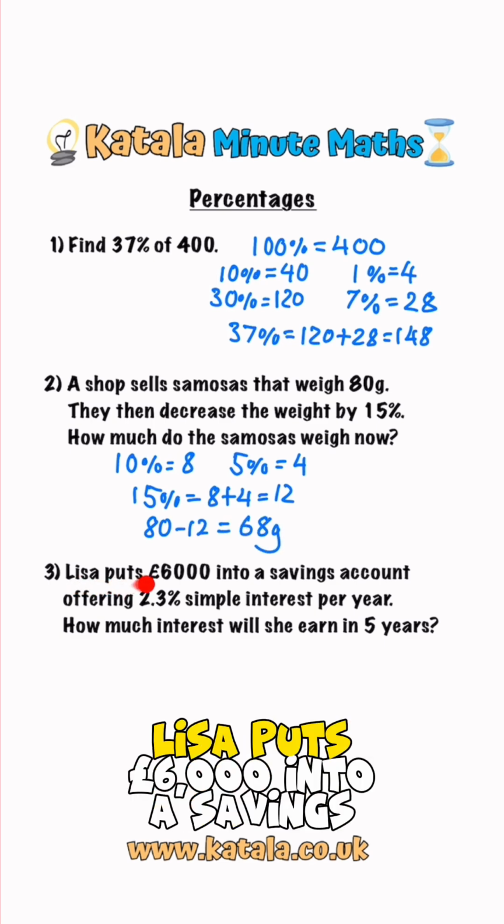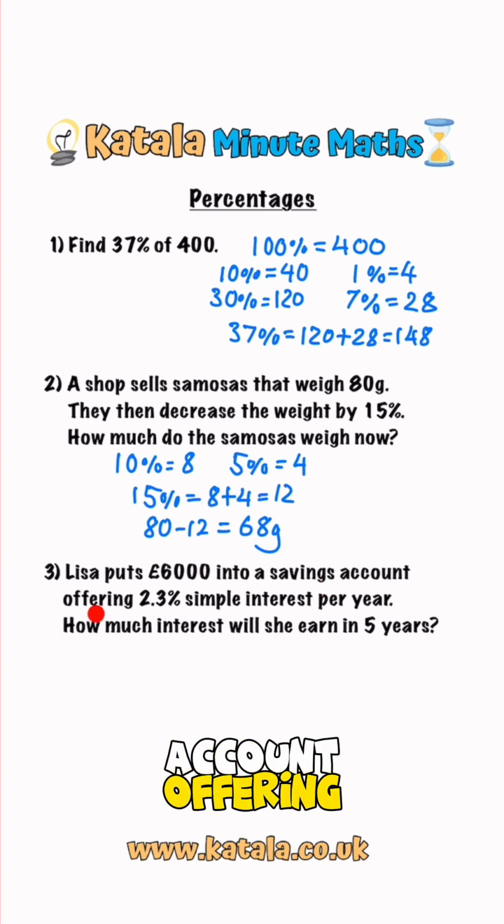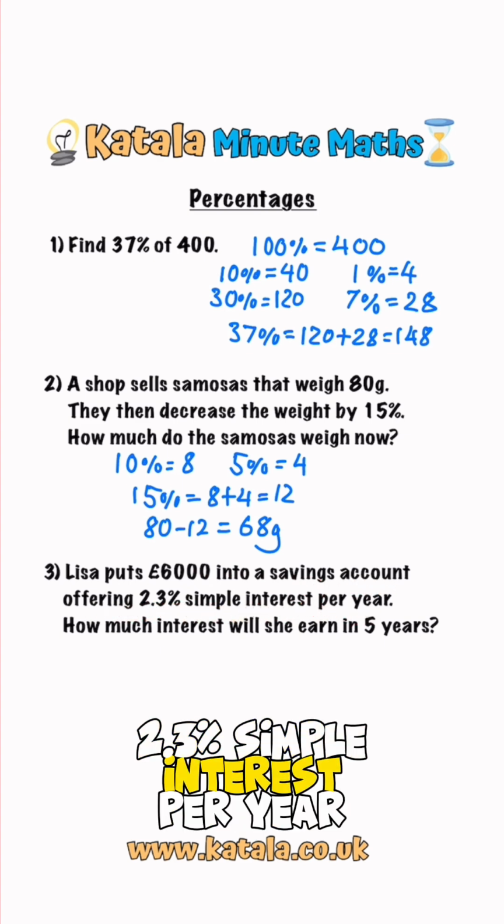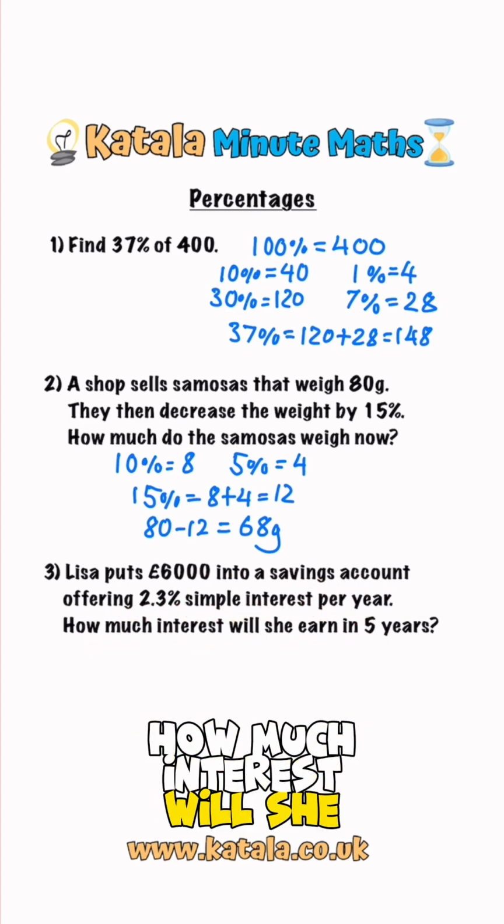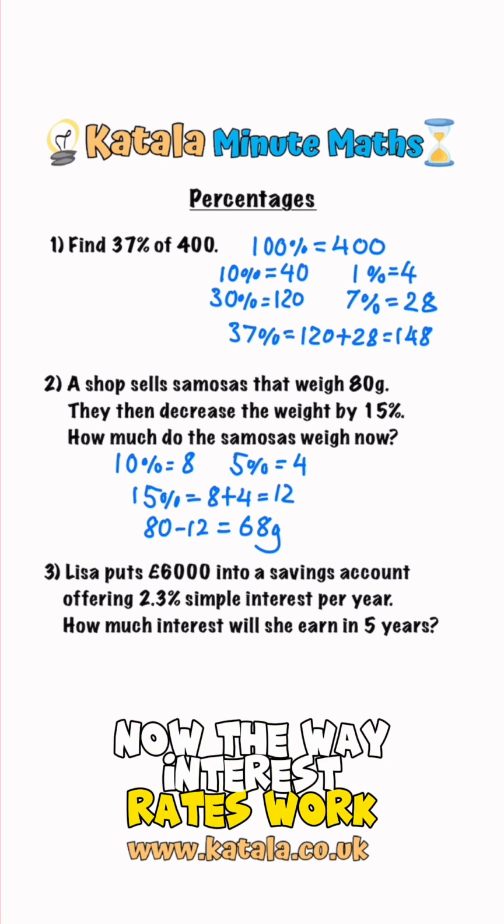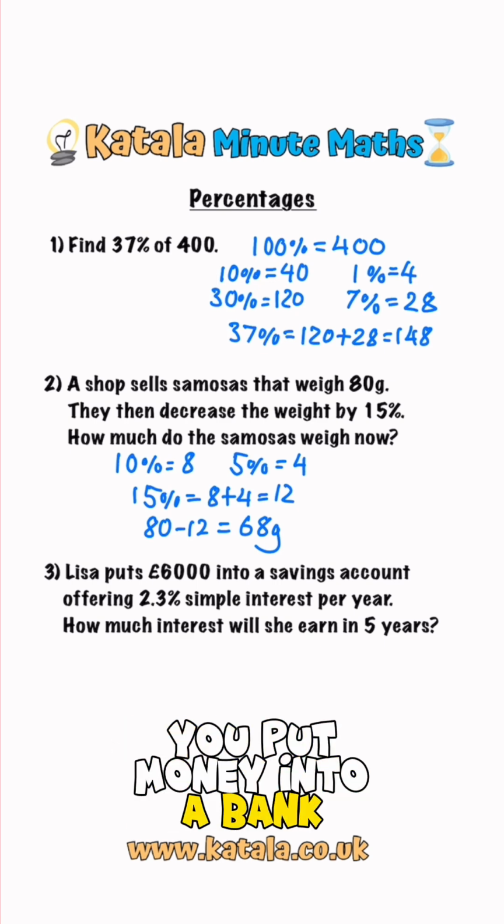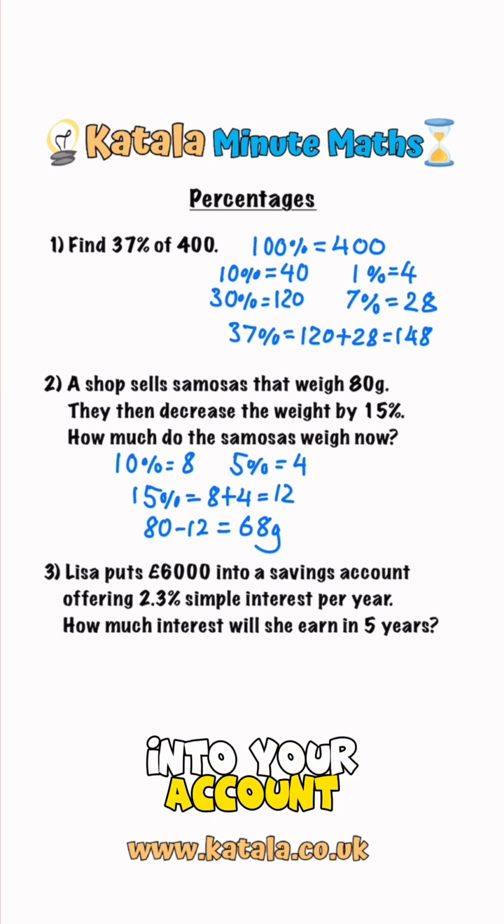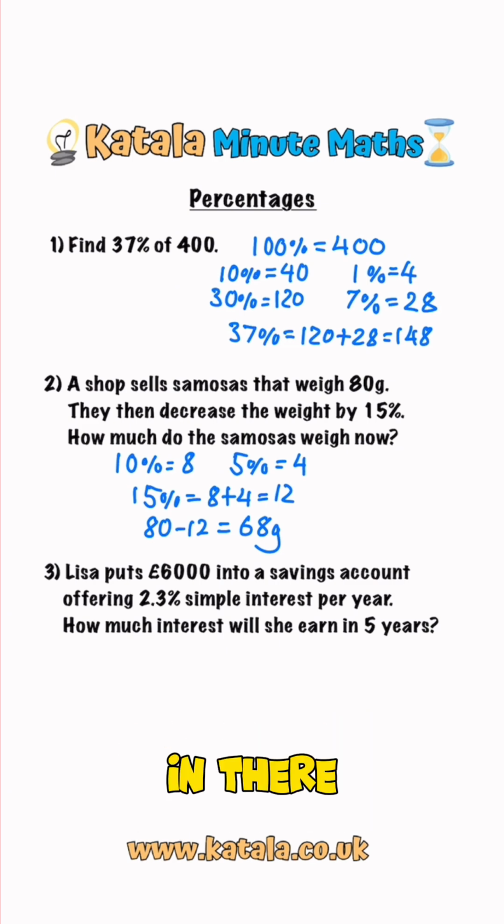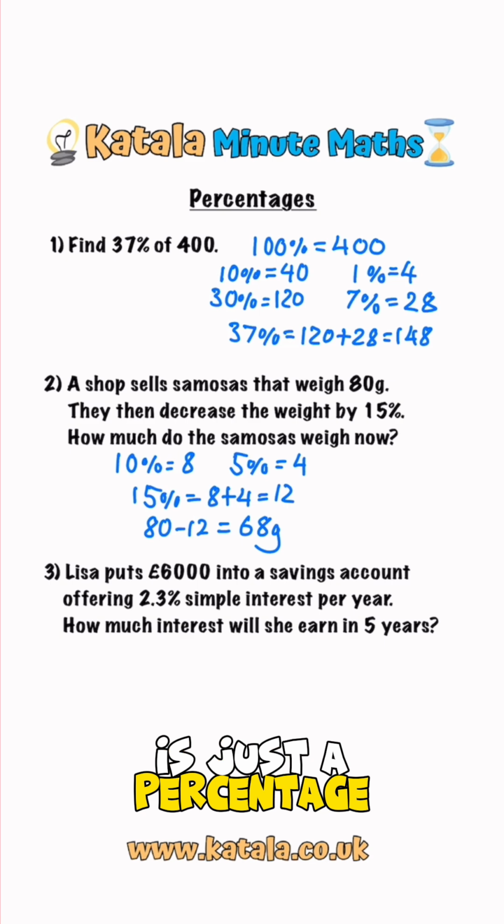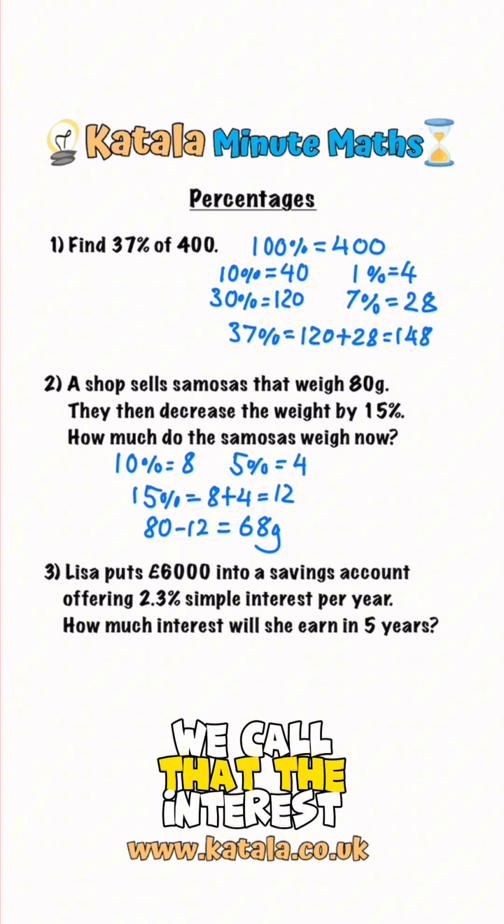Last question. Lisa puts £6,000 into a savings account offering 2.3% simple interest per year. How much interest will she earn in 5 years? Now the way interest rates work, basically when you put money into a bank, they actually add money into your account as a reward for having your money in there. Now the amount they give you is just a percentage of the amount you put in. We call that the interest rate.